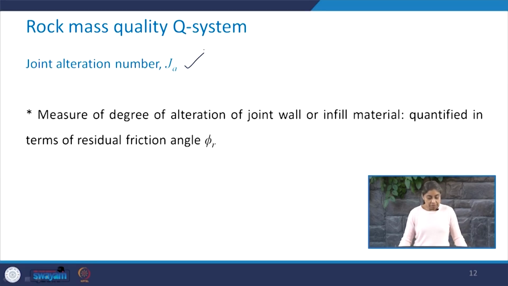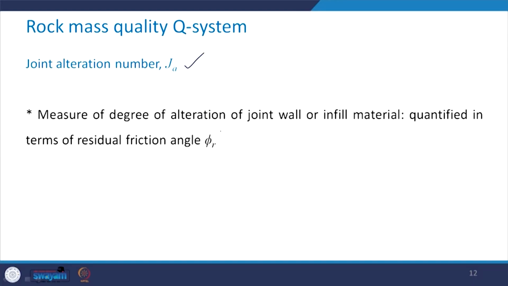This is the measure of the degree of alteration of the joint wall or infill material and is quantified in terms of the residual friction angle phi r. Let us see how the rating for Ja should be assigned based upon the condition of the joint as far as its alteration is concerned.